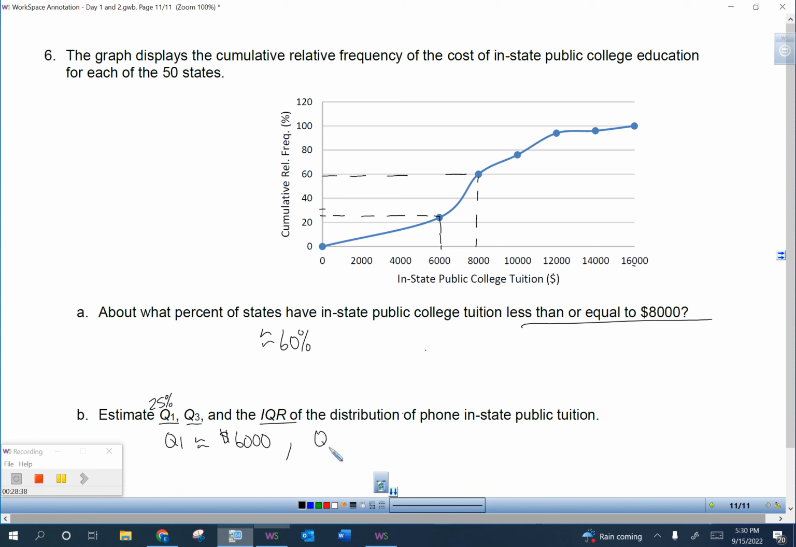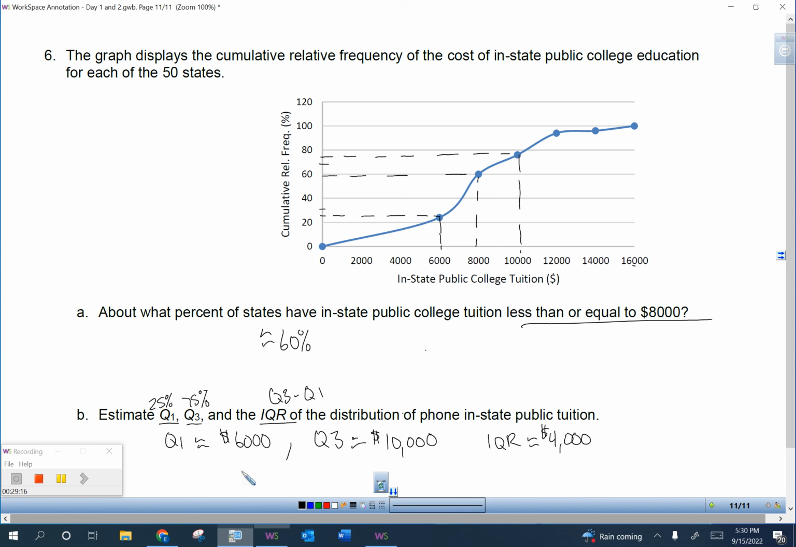Okay, Q3, we're doing the same thing with 75%. So here's where 70 would be, 75 would be here. Gave us a nice dot again. And that's 10,000 looks like. And then the IQR, because IQR is Q3 minus Q1, just has us subtract these two things. So our IQR would be about 4,000 based on our estimations from the previous part.